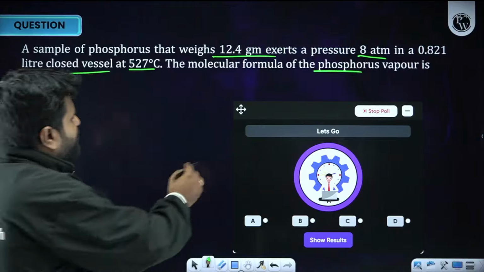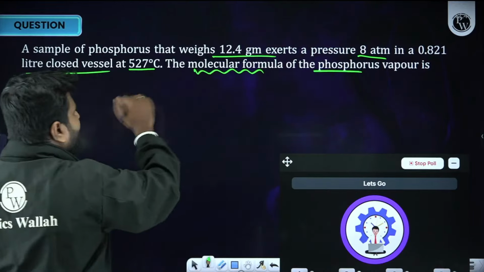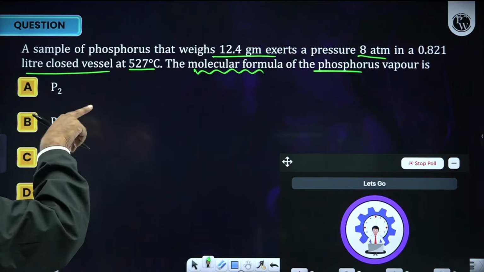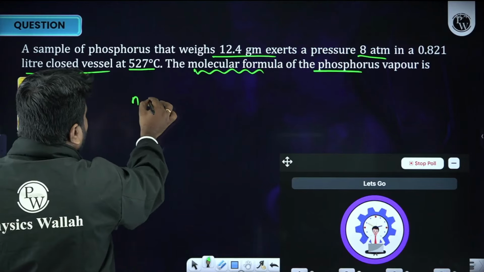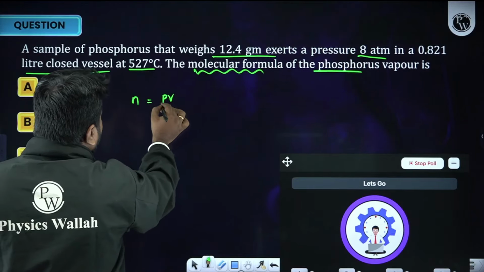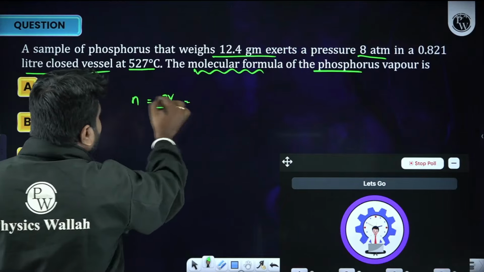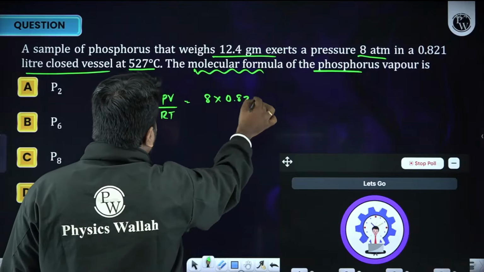How to solve this question? First, to find the molecular formula, we need the molar mass. From the given data, it is possible to calculate the number of moles. How to calculate number of moles? PV is equal to nRT, so n is equal to PV by RT. What is the pressure? 8 atm. What is the volume? 0.821.